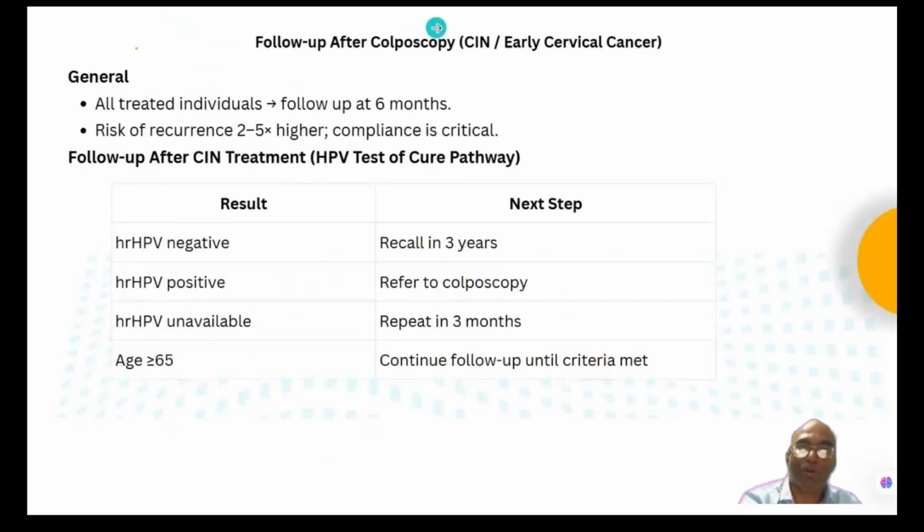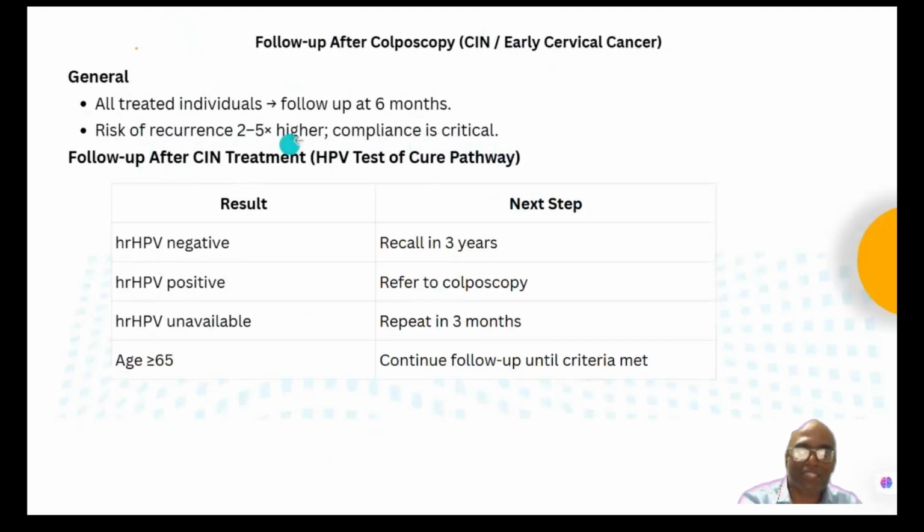Follow-up after colposcopy. Now, you have done the CIN treatment or early cervical cancer treatment, and what is the further follow-up? All treated individuals will be followed up at 6 months for test of cure. Risk of recurrence is 2 to 5 times higher, and compliance is critical. So there is a high risk of recurrence, and that is why compliance is the most important thing.